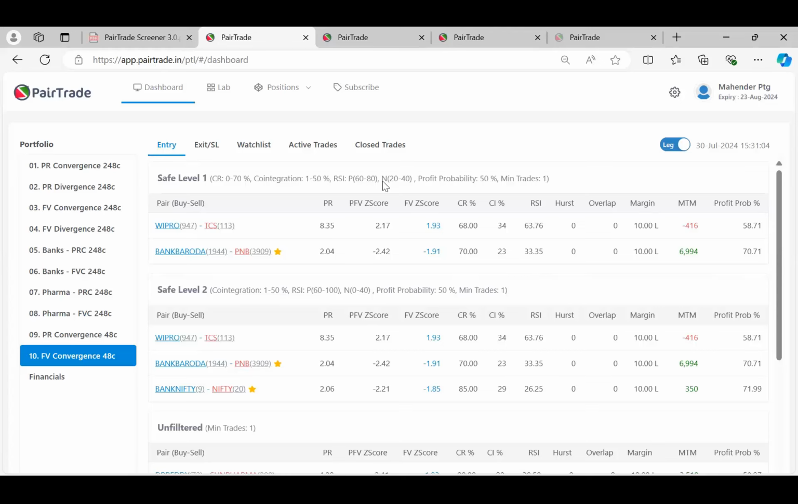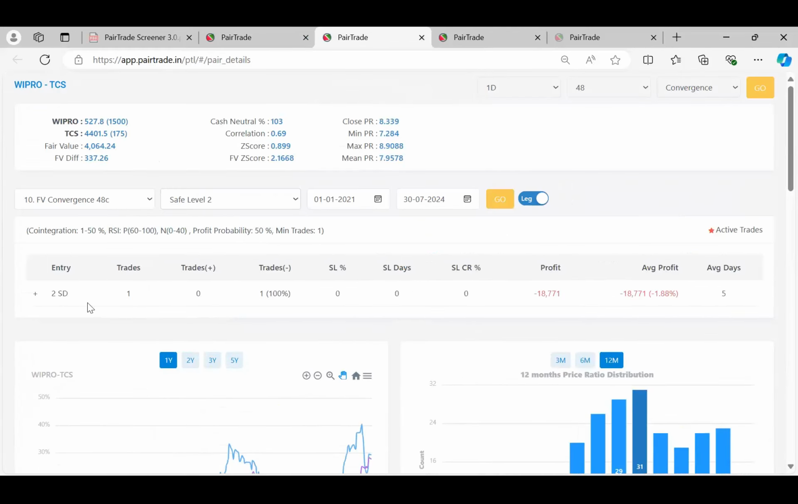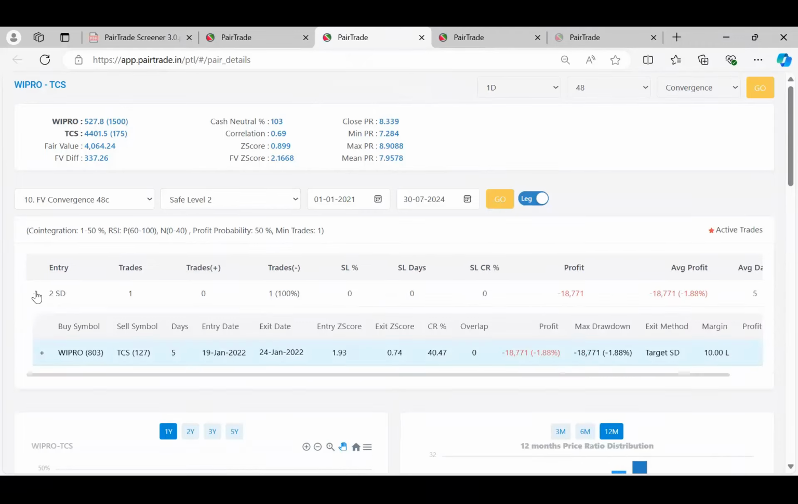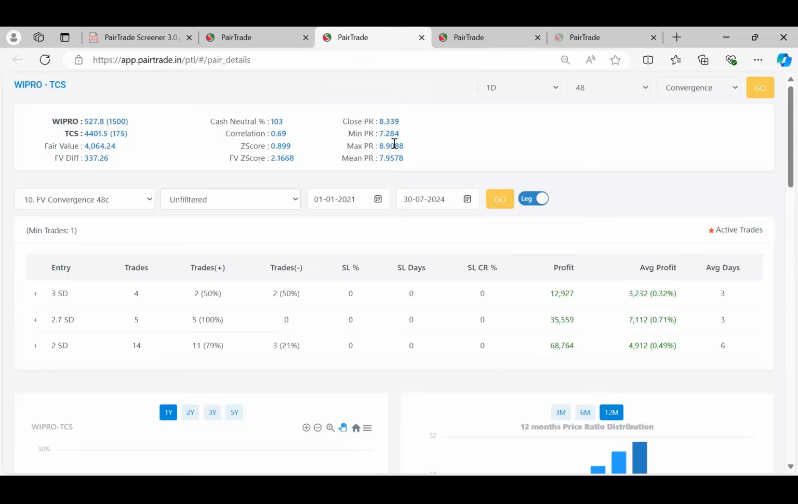Now you can look at, for example, safe level 2, whether any entries came. Now one entry came and it gave negative returns. I can expand and see when it came. That is long back, 2022. I can see unfiltered at 2 standard deviation, accuracy of 79%, nominal return. So here you can think about whether to do it or not. I can skip this trade, fine.